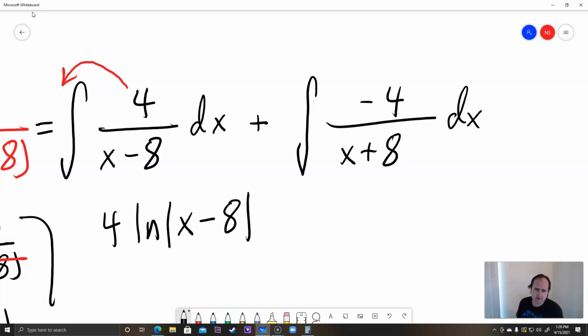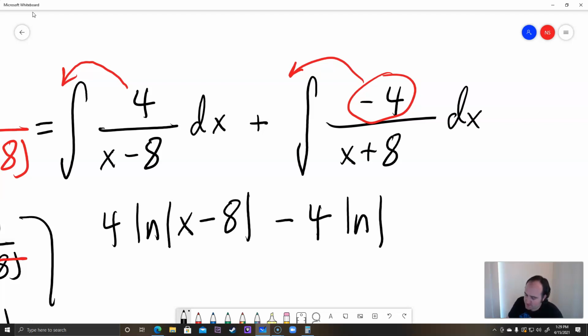Okay, so we have 4 times natural log of absolute value of x minus 8 plus, over here we have a negative 4 that I can factor out front. So I guess instead of writing a plus, I should be writing a minus. So we have minus 4 times natural log of absolute value of x plus 8. I wish we could combine these. I don't think we really can.